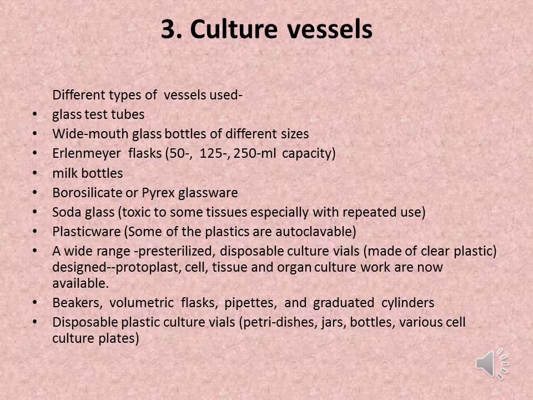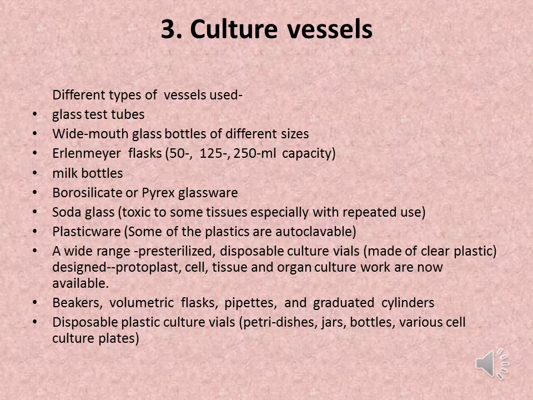Different types of culture vessels are used in a plant tissue lab, like glass test tubes, wide mouth glass bottles of different sizes, Erlenmeyer flasks of different capacities, milk bottles, borosilicate or Pyrex glassware, and soda glass. Soda glass is sometimes toxic if repeatedly used. Some plasticwares are autoclavable. A wide range of pre-sterilized disposable culture vials are used.